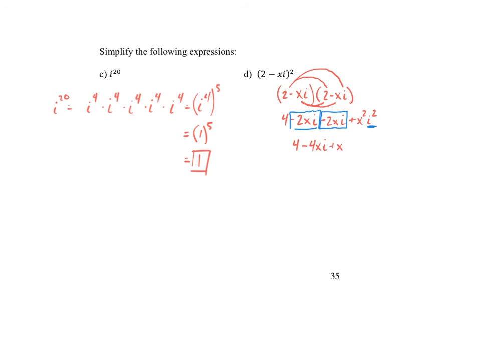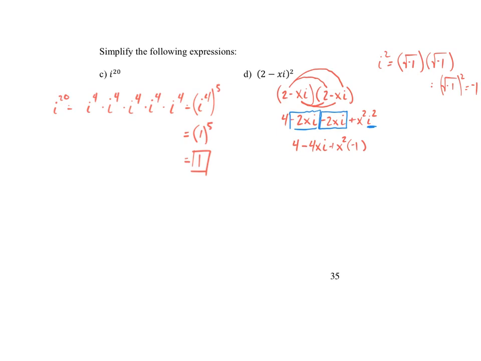plus x squared i squared. Remember, that's our identity that comes from the square root of negative 1 times the square root of negative 1, right? Because if i is the square root of negative 1, then what we're dealing with here is the square root of negative 1 times the square root of negative 1. That's what this is. And we saw that you can simplify that to the square root of negative 1 squared, which is just negative 1. So i squared is a kind of nice one. That's just going to turn this x squared into a negative x squared.